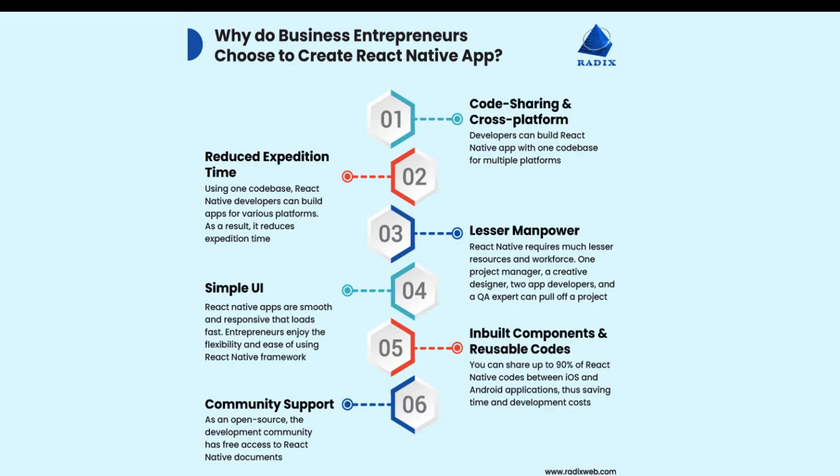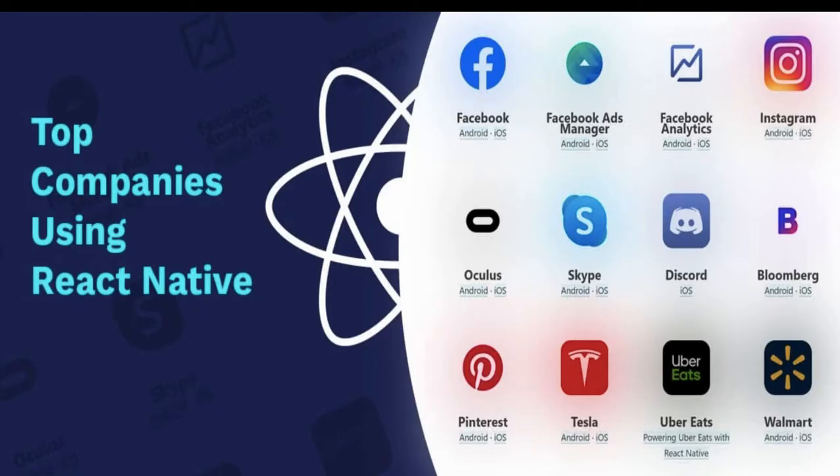Before choosing any platform, if we get to know some of the big brands which are using the technology, then we get some confidence that we are choosing the right approach. So these are the top few companies already using React Native: Facebook, Instagram, Skype, Discord, Bloomberg, Tesla, Uber Eats, Walmart, and Pinterest. These are some of the examples.